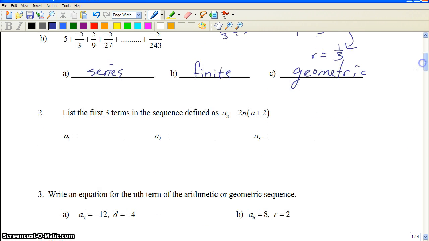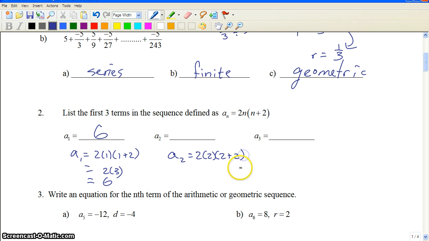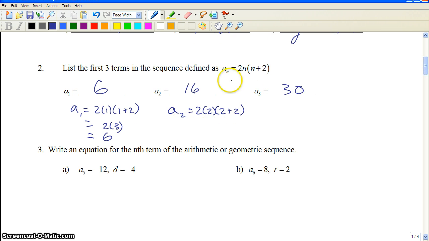That's how you check. Now to list the first three terms of the sequence defined by that statement right there. For a sub 1, that means n is 1, so we put 1 in for n, and we evaluate it. So we get 2 times 3, which is 6. So the first term is 6, and we keep doing that for the consecutive problems. We put 2 in there, and we keep going until we get our answer. So you get your next two answers as 16 and 30. In this case 3, you put that in for n and you evaluate it.